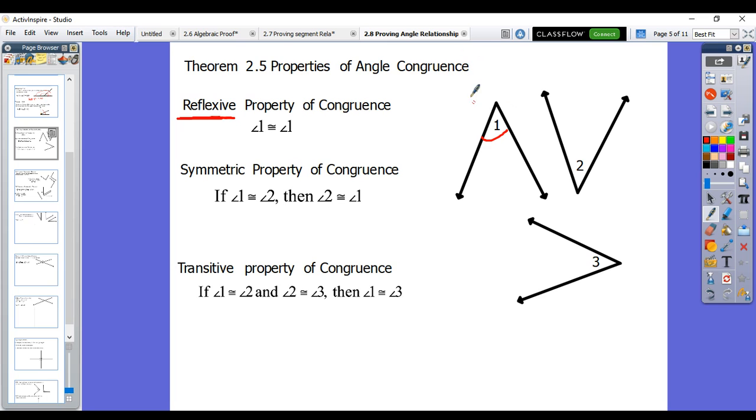The symmetric property is just certain ways you say it. 1 equals 2, 2 equals 1. In this case, angle 1 equals angle 2, and angle 2 equals angle 1. But then the transitive property, as we said before: angle 1 equals angle 2, and angle 2 equals angle 3. So by the transitive property, angle 1 equals angle 3, because this is equal to that, which is equal to that. So the first thing is equal to the last thing.